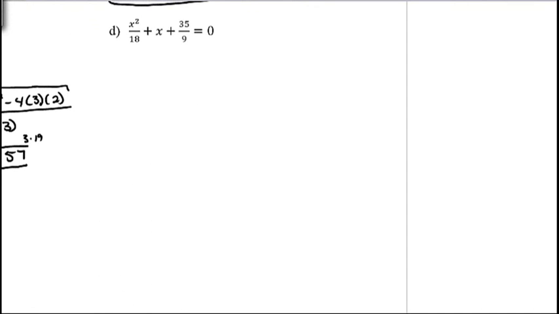And one more example, whenever you see fractions like this, I do not like to plug fractions into the quadratic equation, so I multiply by my least common denominator to get rid of my fractions. And so the denominators right now are 18 and 9. That makes my LCD, or my least common denominator, 18. So I'm going to multiply every term in this by 18, and that will get rid of my fractions. Just don't forget to multiply this x by 18. That's really common for people to forget to multiply that one.